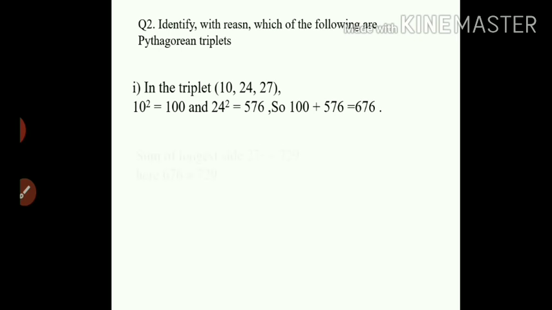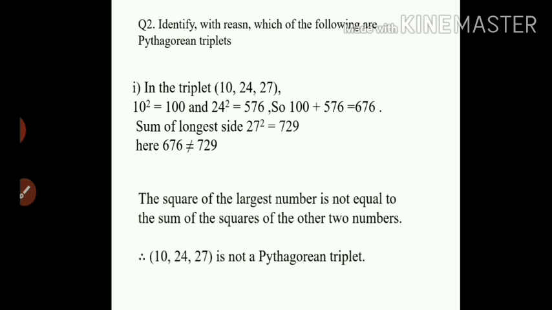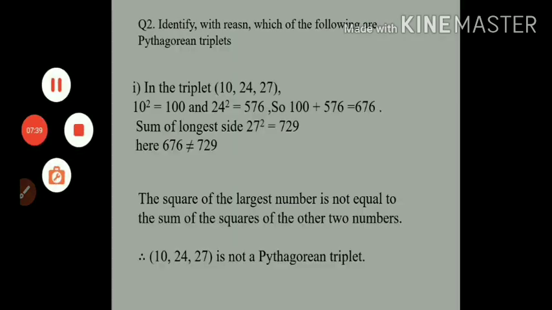Now we will take the longest side. The longest side square, 27 square, is 729. Here you can see 676 is not equal to 729. That means the square of the largest number is not equal to the sum of squares of the other 2 sides. So here we can say that 10, 24 and 27 is not a Pythagorean triplet.